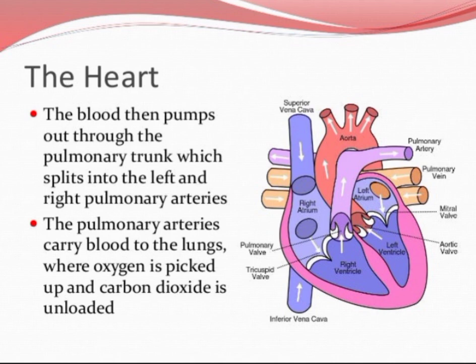The blood then pumps out through the pulmonary trunk, which splits into the left and right pulmonary arteries. The pulmonary arteries carry the blood to the lungs, where oxygen is picked up and carbon dioxide is unloaded. We can understand this by looking at the diagram displayed on the screen.